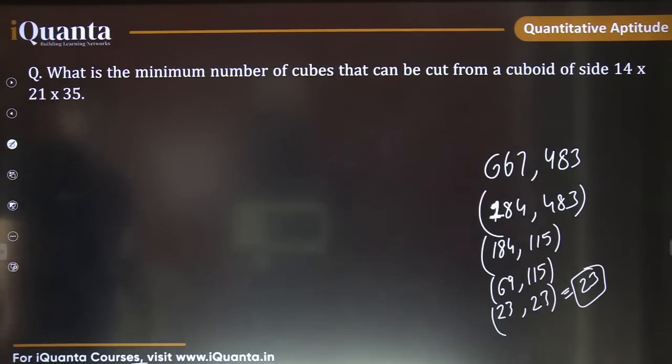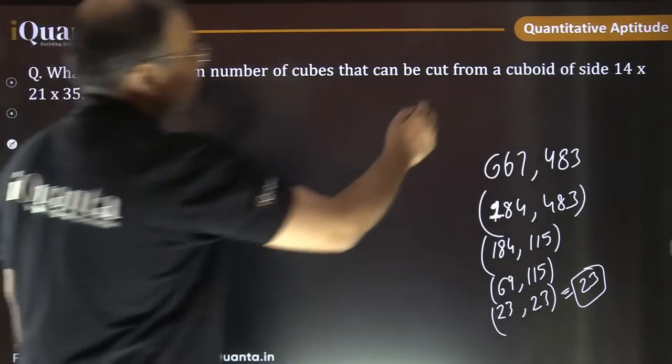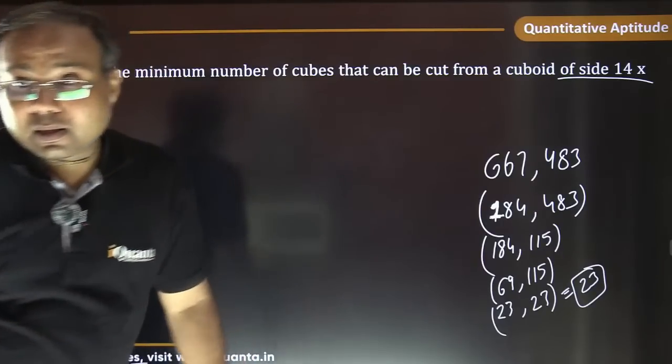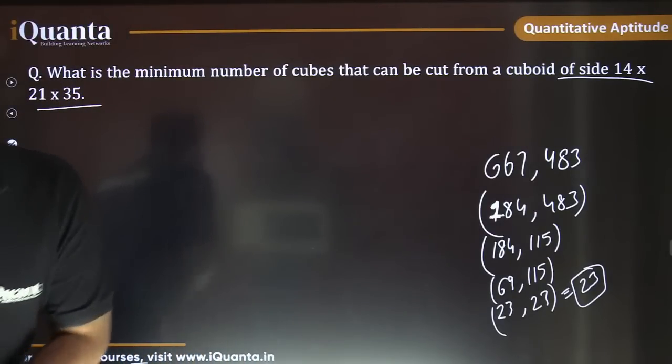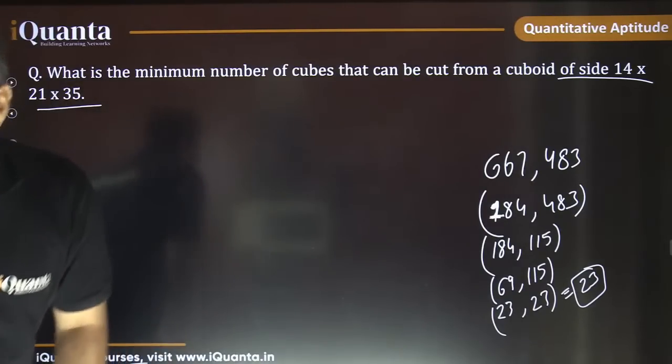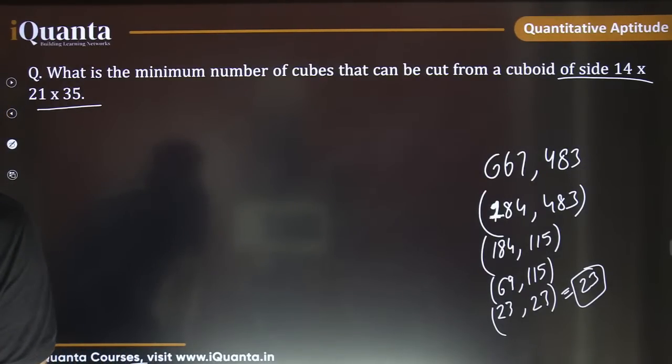Okay. So in this question, what is the minimum number of cubes that can be cut from a cuboid of side 14, 21, 35? Answer, you are saying 7. How 7? Oh, how 7? It's not correct. How did 7 come? That's a tough question. It's not an easy question. Why are you saying 7? 210 is not correct.